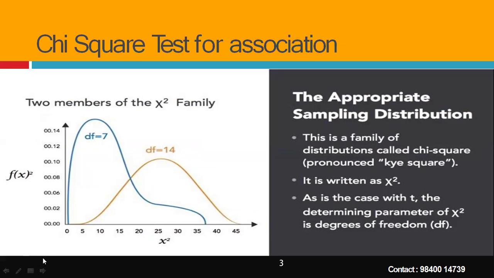The chi-square test, and even if you do googling, the chi-square test for association, the chi-square distribution, usually looks like this. So this is a family of distributions called chi-square. We pronounce it as chi-square, and it is written something like this. As is the case with t, the determining parameter of chi-square is the degrees of freedom. Like in the t-test, where we find the degrees of freedom, something like this here also.